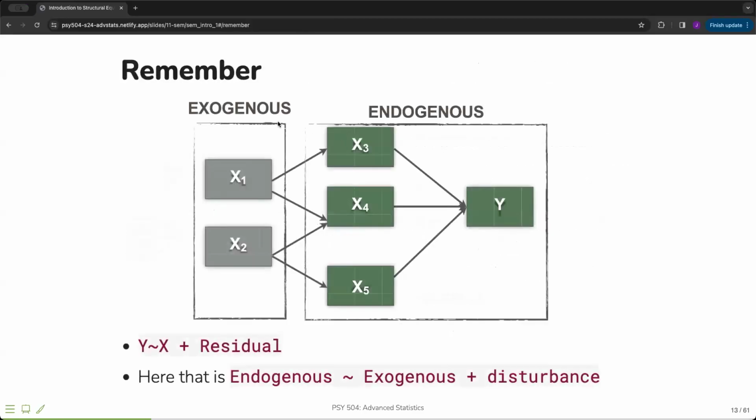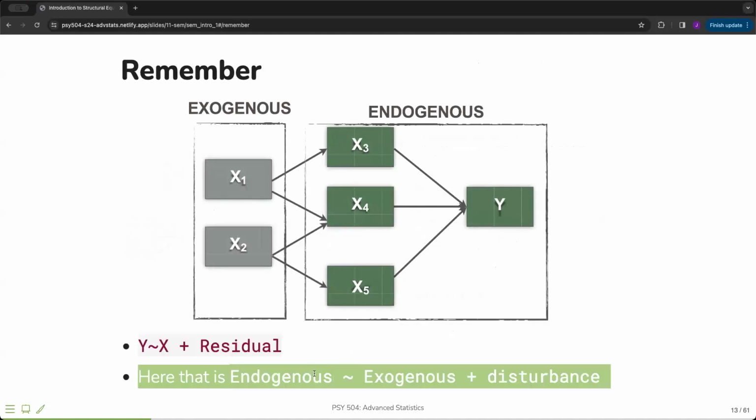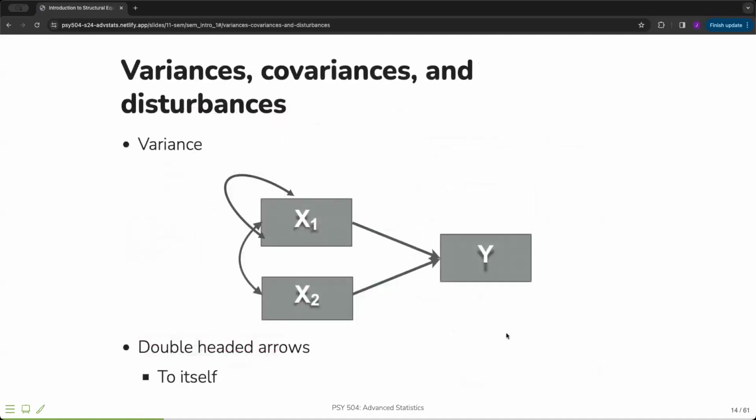Just to remember, exogenous variables are going to be our independent variables, and endogenous variables are going to be our dependent variables. I've made that relationship clear here, where we have our regression equation, and then our path analysis, structural equation modeling equation here. We also need to know about variances, covariances, and disturbances, because those are important in the SEM world. A variance is represented by a double-headed arrow, usually to itself.